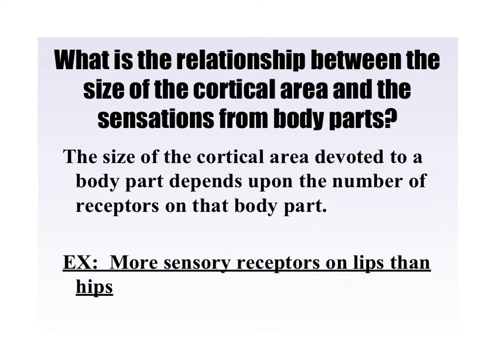So this is kind of what I said on the last slide. What is the relationship between the size of the cortical area, or the size of the cerebral cortex, that's devoted to different body parts? Well, the size depends on the number of sensory receptors that are in that part of the body. For example, you have many sensory receptors in your lips. That's why your lips are very sensitive to touch. I mean, if there's a tiny little touch on your lips, you're going to feel it. Where your hips, you don't really need to feel touch on your hips as much. So there's going to be a larger area of the cerebral cortex devoted to the lips than the hips.